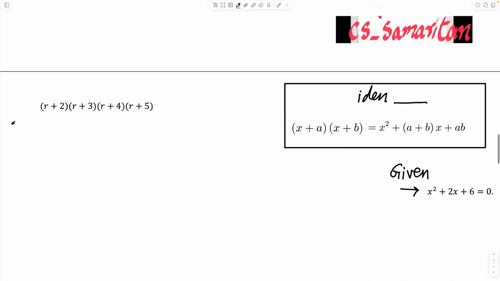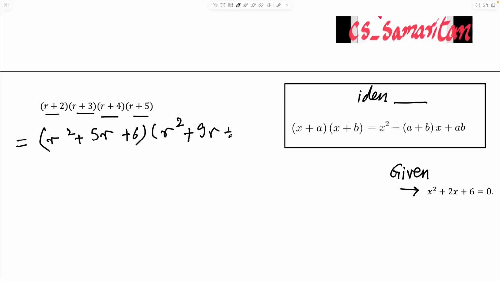So this is your expression and this is your given part, right? So now if I were to multiply this with this, what will I get? Using this identity that we have, you will get r square plus 5 of r, because 2 plus 3 is 5, plus 6 whole times. Now I am going to multiply this with this, right? I get what? R square plus 9r plus 20, right?